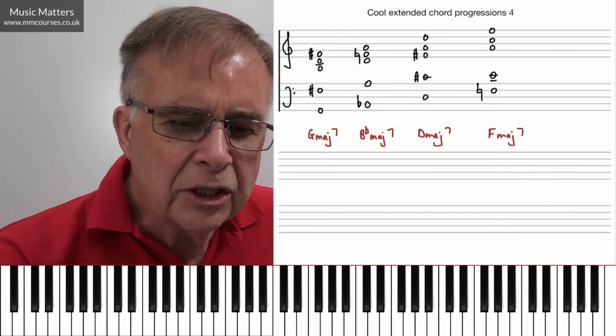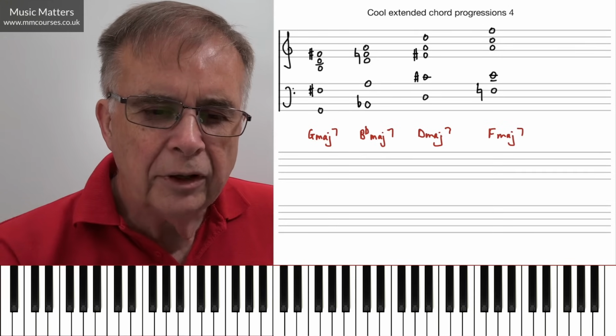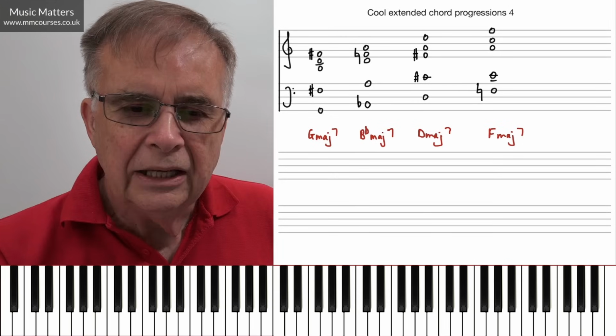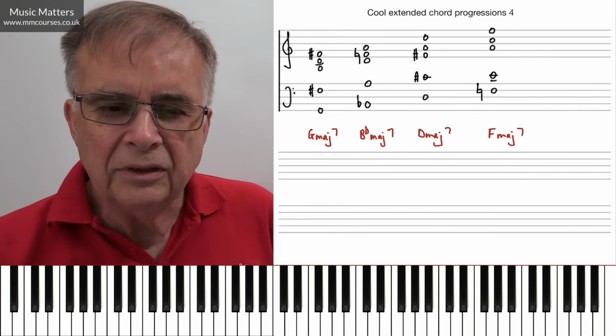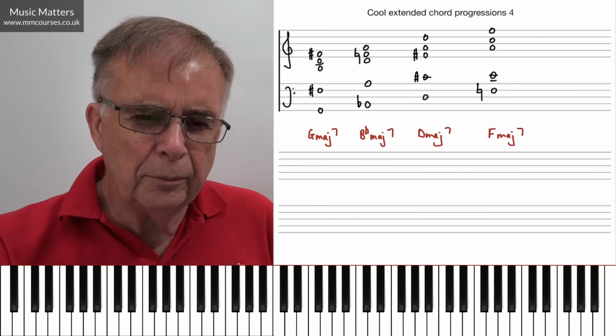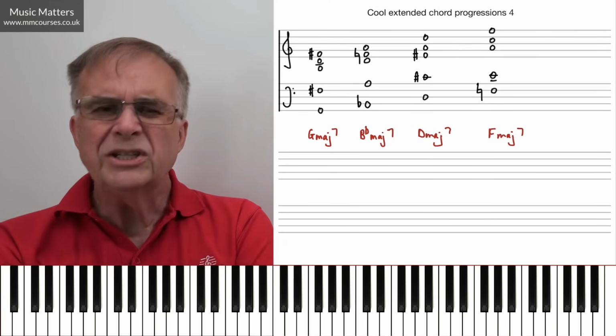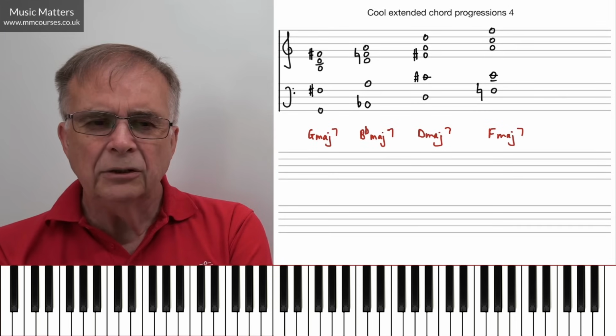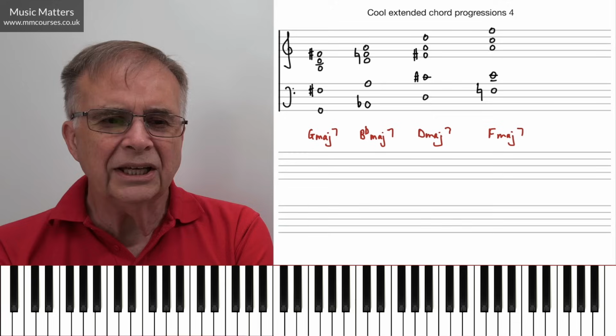So I've got a G major 7, followed by a B flat major 7, followed by a D major 7, followed by an F major 7. And some people might be wanting to say to me, well, which key are you in then? Because it looks as if these chords all belong to different keys.